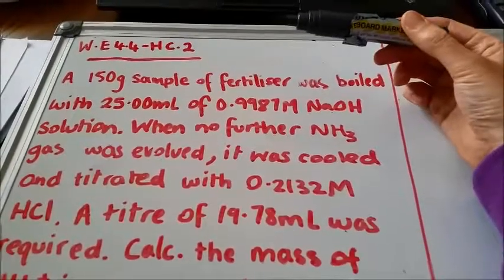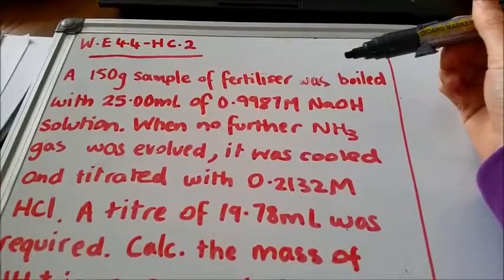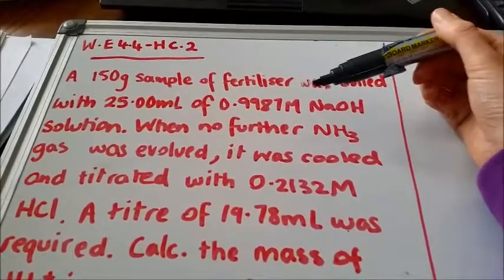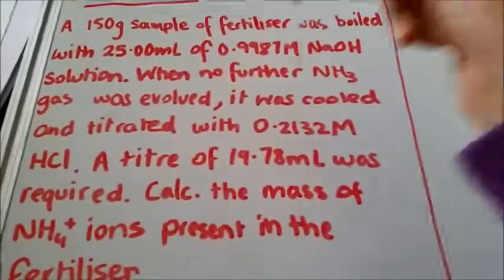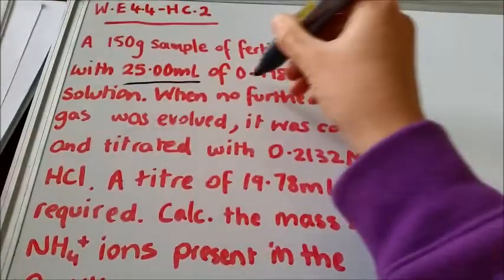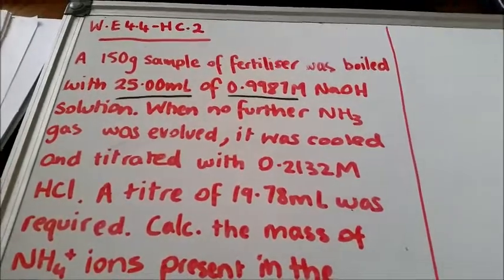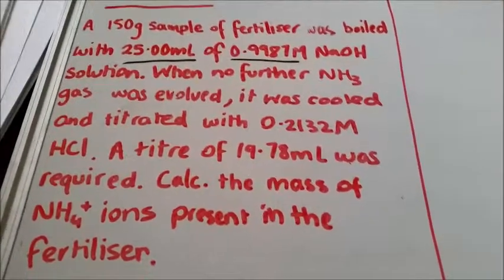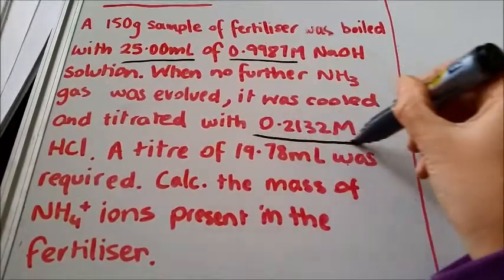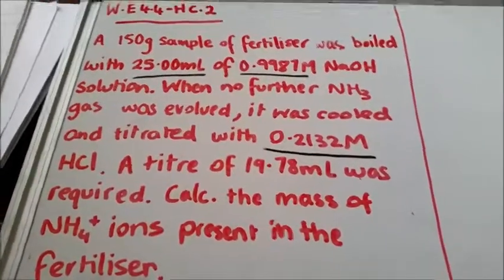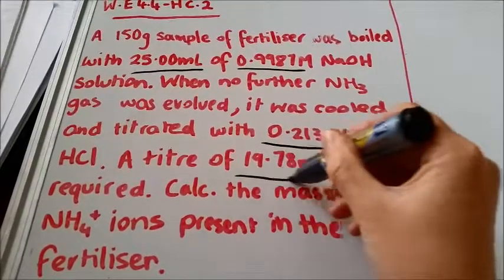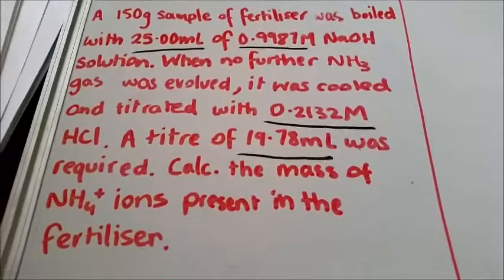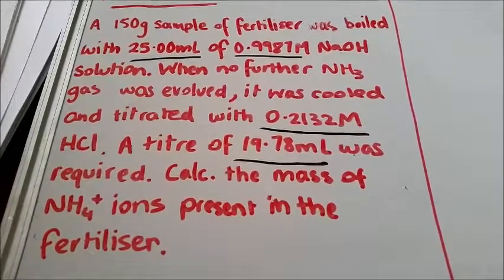We've got a 150 gram sample of fertilizer, and it was boiled with 25 mils of 0.987 molar sodium hydroxide solution. I'm just going to underline those points there. When no further ammonia gas was evolved, it was cooled and titrated with 0.2132 molar hydrochloric acid. A titer of 19.78 mils was required. Calculate the mass of ammonia ions present in the fertilizer.